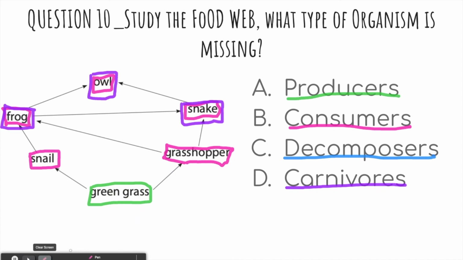Now that we have identified all of the different roles each different organism plays in this food web, which one are we missing? A producer, consumer, decomposer, or carnivore? Share your thinking on Edpuzzle now. If you said decomposer, that is correct. When we look at this food web, there is no decomposer shown or an organism that is going to break down these dead animals. That is the end of our practice test.